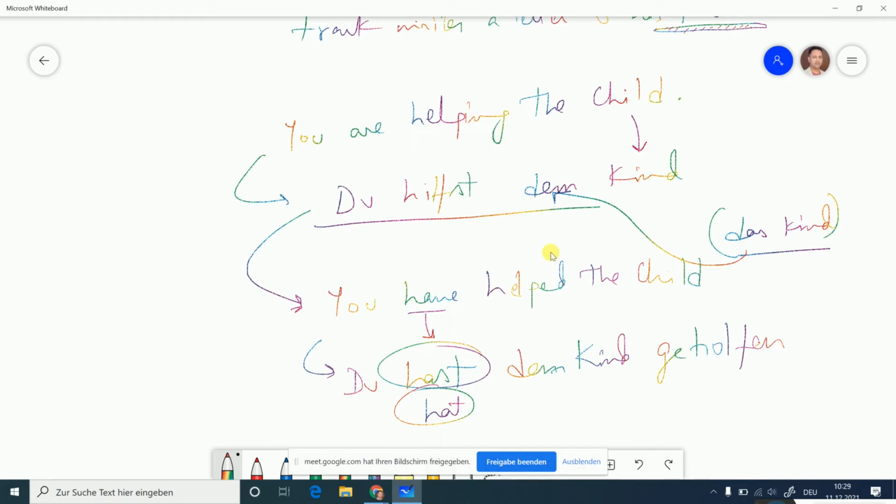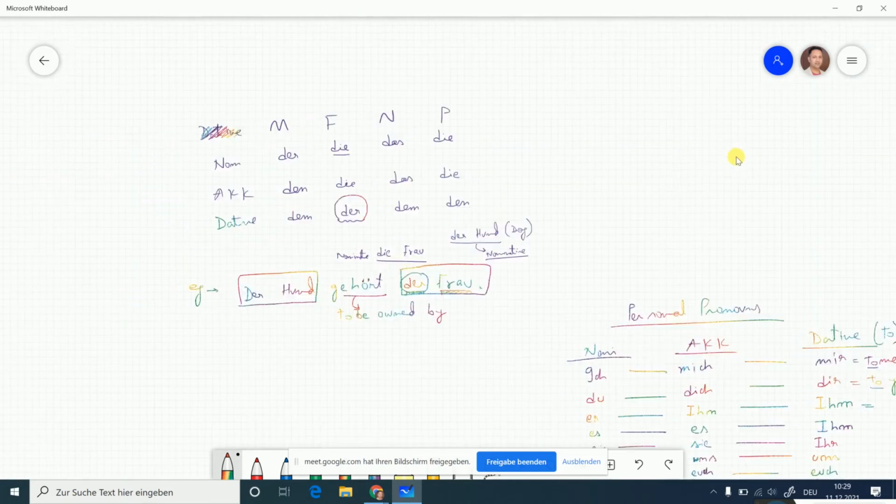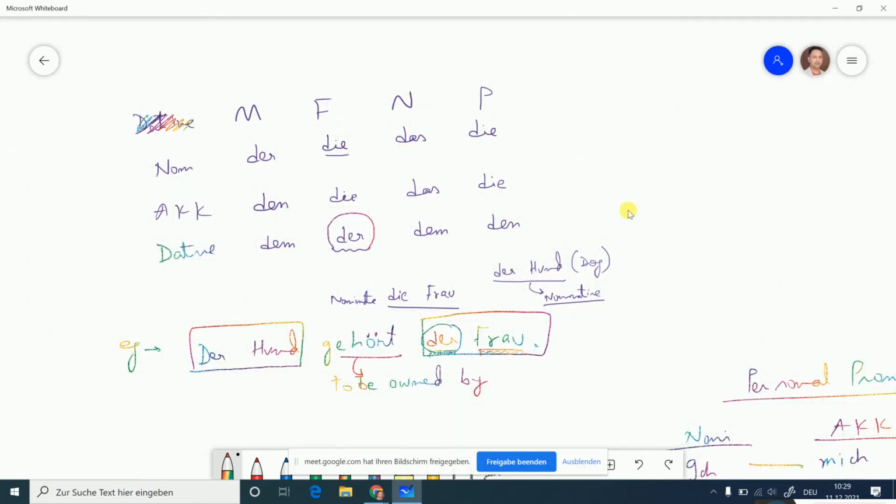Now I wanted to focus on why I have used "dem" here. Let me check where that table is. Yeah, here it is. You see, "das Kind" is neuter, so in nominative it is "das." Now that we are converting, this is neuter, don't take it as nominative. I'm writing here the genders: masculine, feminine, neuter, and plural. So "das Kind" in dative converts to "dem," so here it will become "dem Kind," right?